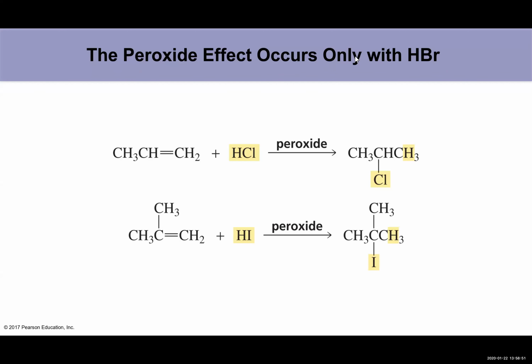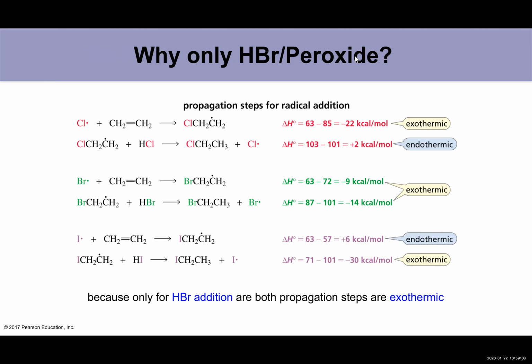The peroxide effect only occurs with HBr. It turns out if you try to do it with HCl, you only get a straight addition reaction, the normal electrophilic addition reaction. The radical with iodine, you get the same kind of thing. The simple reason, this is the simple reason, right?